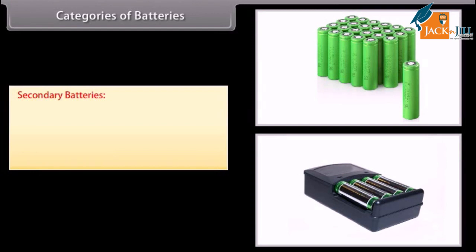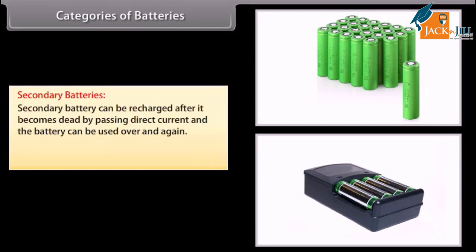Secondary batteries. A secondary battery can be recharged after it becomes dead by passing direct current, and the battery can be used over and over again. For example, lead storage battery and nickel-cadmium storage cell.